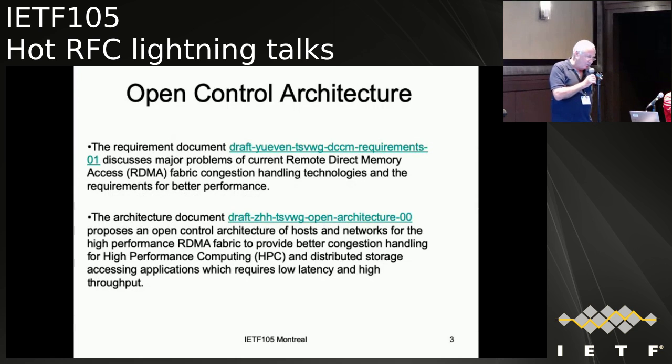So we have two documents on the open congestion control architecture, the requirement document and the architecture document. The requirement document discusses the problems of the current remote direct memory access fabric congestion handling technology and the requirement for better performance. The architecture document proposes an open control architecture of host and networks for the high-performance RDMA fabric, to provide better congestion handling for HPC and distributed storage applications.